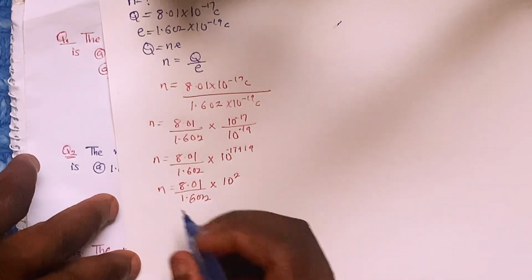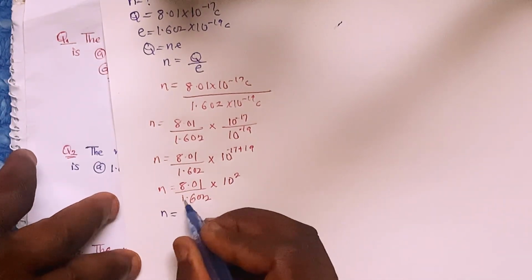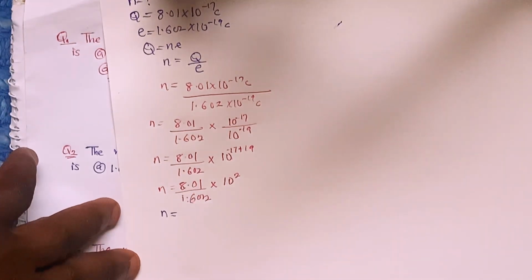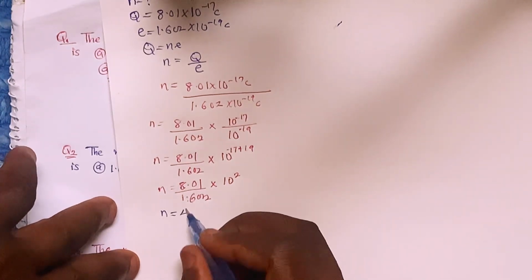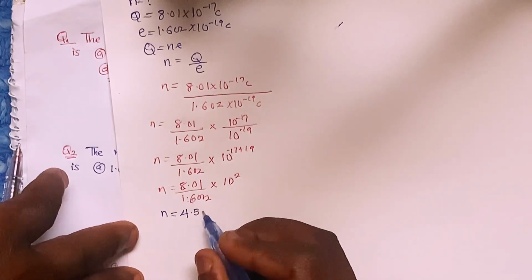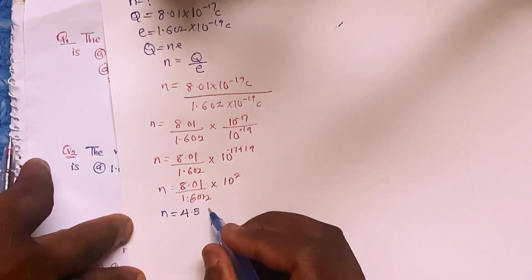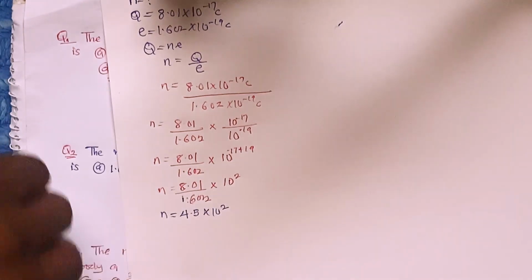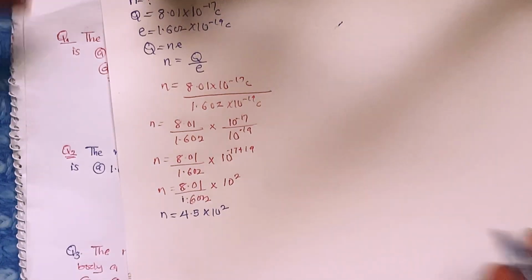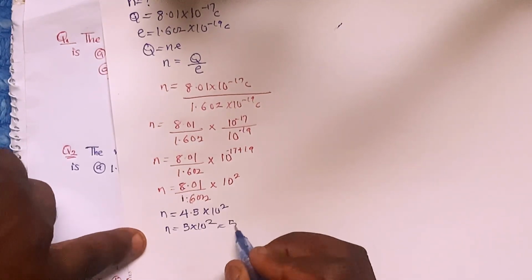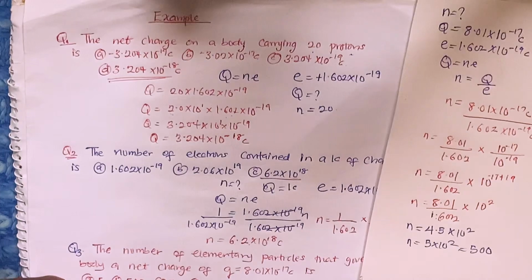It's very simple. If I approximate, 8 divided by 2 is 4, right? I'm having 4 here, but with this I should be having something like 4.5 something, if I approximate. 8.01 divided by 1.6 should give us something like about 5. So I'm having n equal to 5 times 10 raised to the 2, which is equal to 500. So here I'm picking 500.